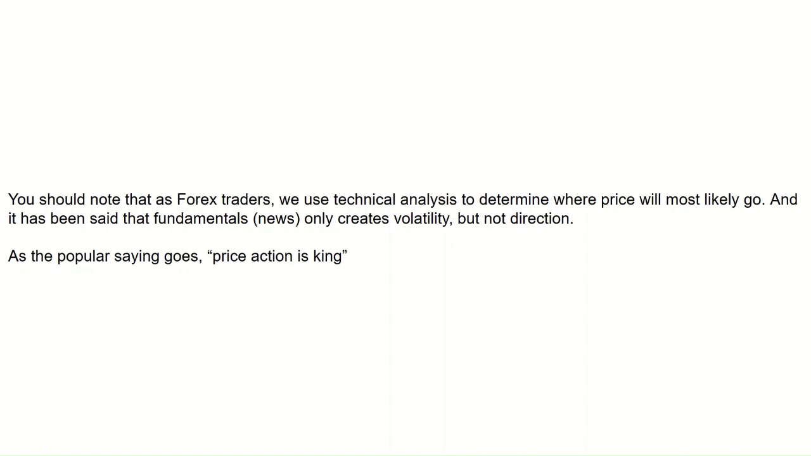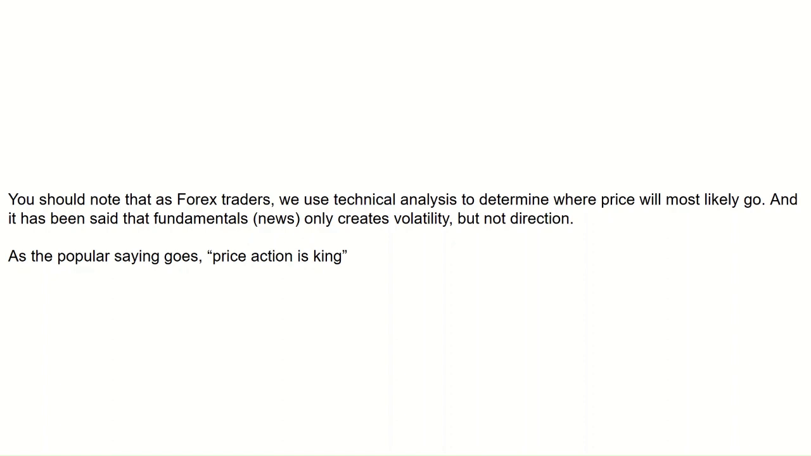So you should note that as forex traders, we use technical analysis to determine where price will most likely go. And it has been said that fundamentals, that is news, only creates volatility but not direction. As the popular saying goes, price action is king. And as I've said in the previous sections, fundamental analysis is mostly news. And when there are some major news, there's always a very high momentum in the market. It brings a lot of volatility, and there's always heavy momentum.